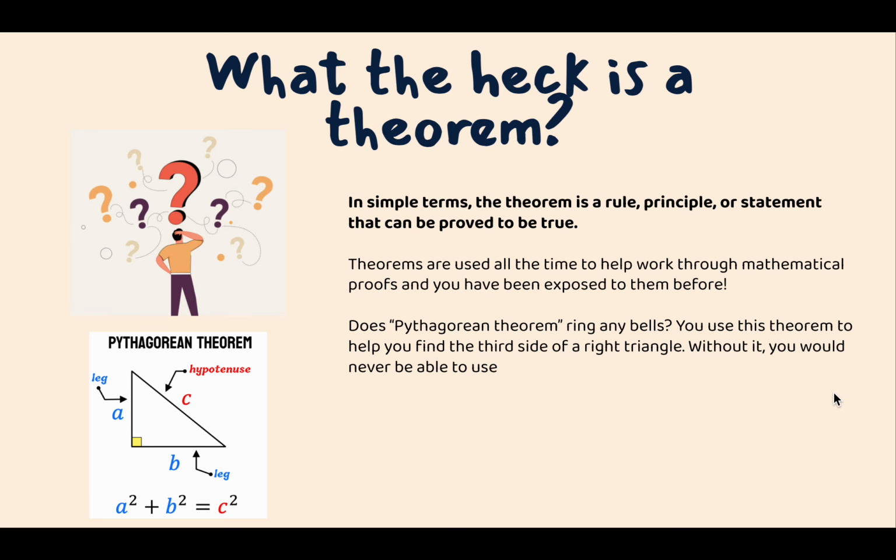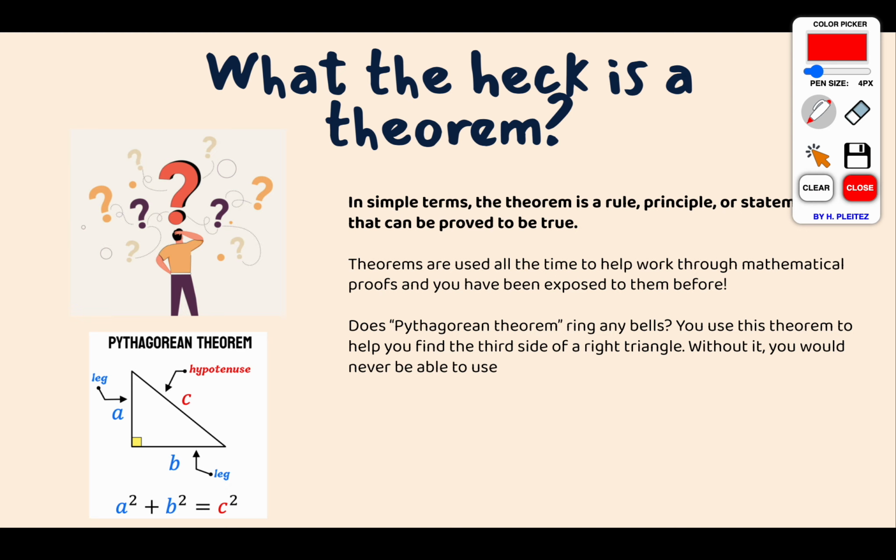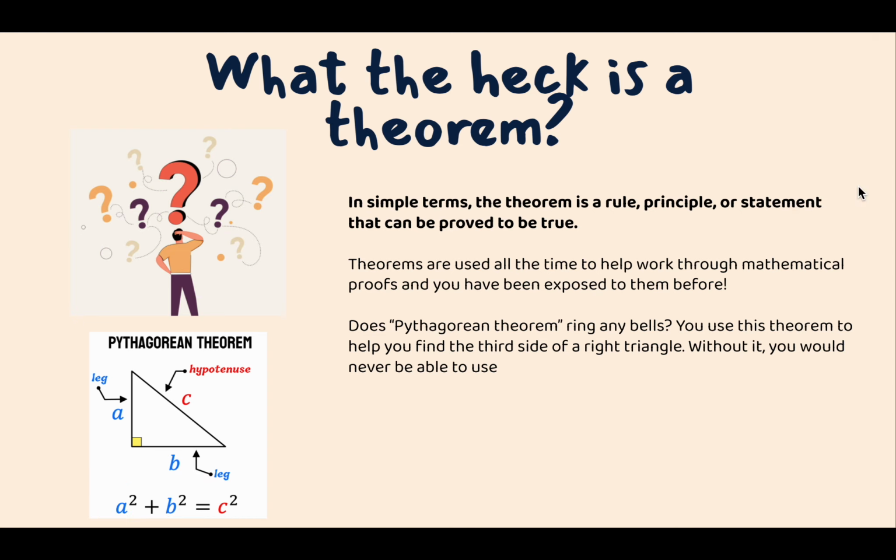So the first one that we can talk about is the Pythagorean theorem. You use this theorem to help you find the third side of a right triangle, and without it, we would never be able to use this amazing equation of a squared plus b squared equals c squared. So you guys have been exposed to theorems before, but they were never really formally introduced, and in this unit we're going to start by learning about parallel line theorems.